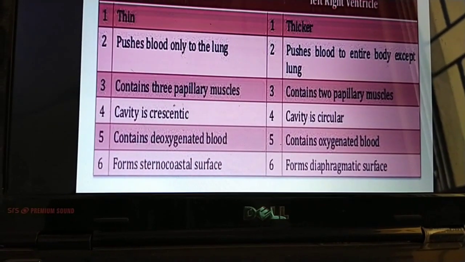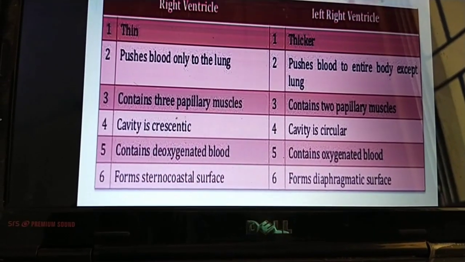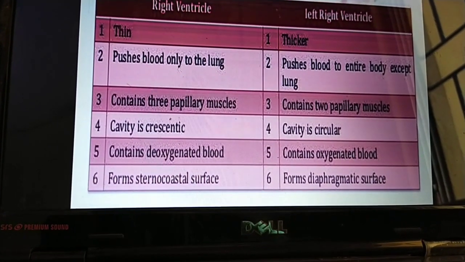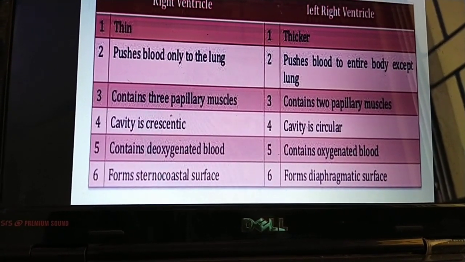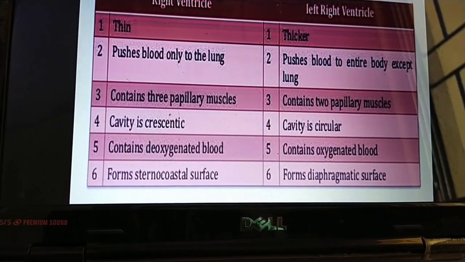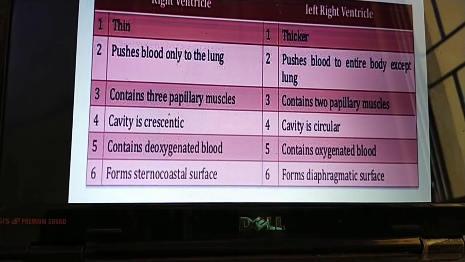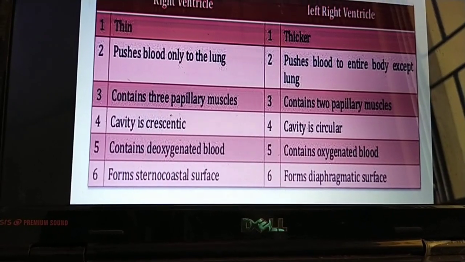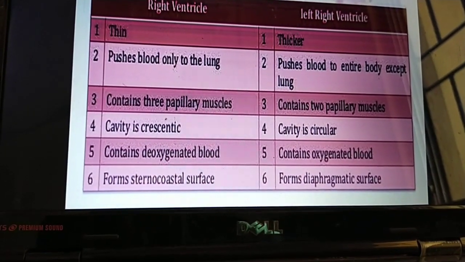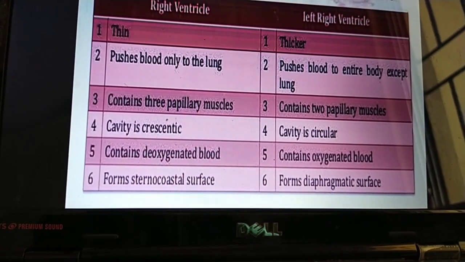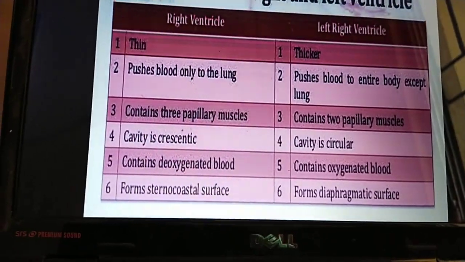The right ventricle contains the deoxygenated blood. The left contains the oxygenated blood. The right ventricle forms the sternocostal surface. The left ventricle forms the diaphragmatic surface or inferior surface and some part of the left pulmonary surface. The right ventricle completely forms the sternocostal surface of the heart, or anterior surface of the heart.